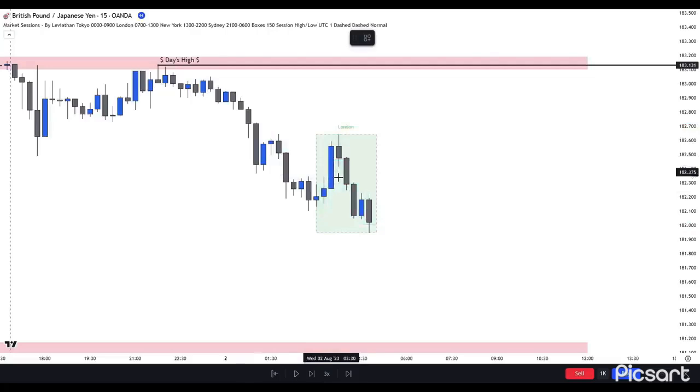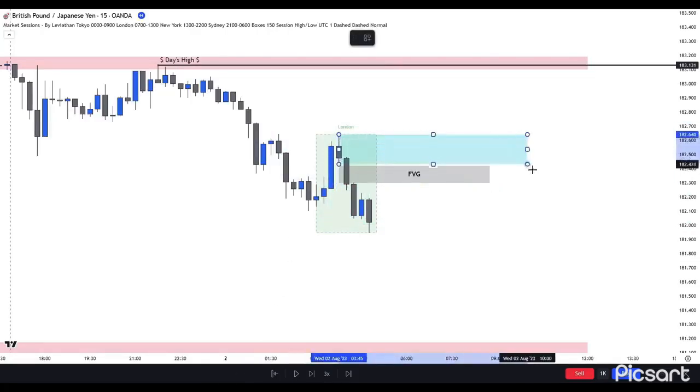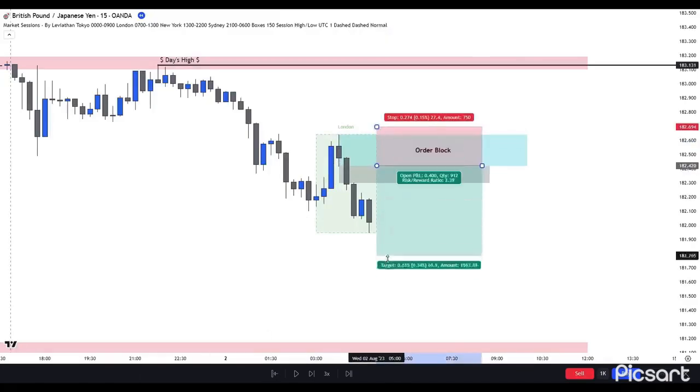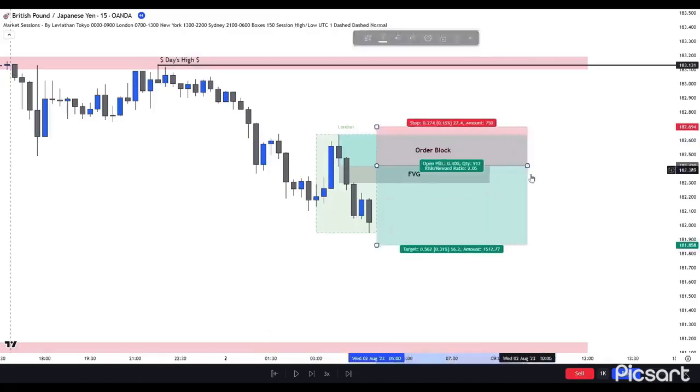Once again, we have clean fair value gaps, a break of structure, and another bearish order block. So let's place another sell limit since we still have time before the London killzone ends.